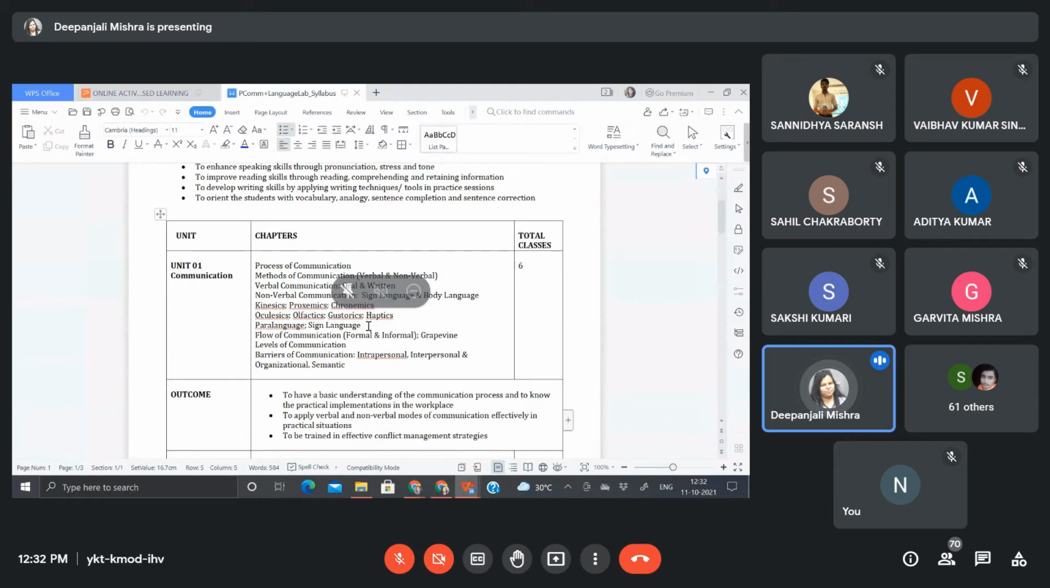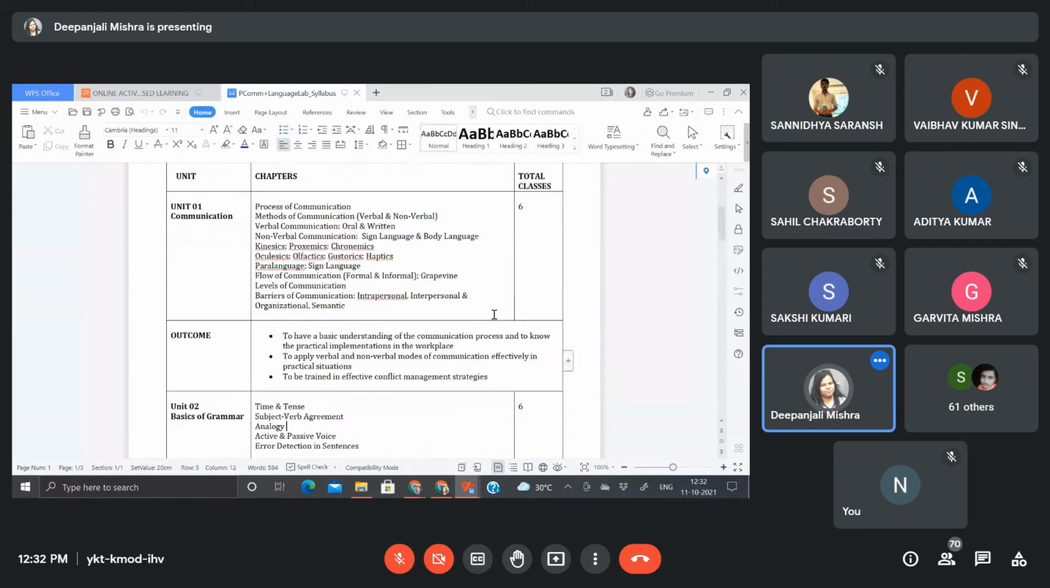Flow of communication, grapevine communication we will do, informal. And levels of communication: horizontal, upward, downward, vertical, and diagonal. All these are the 4 that we will do. Barriers of communication: intrapersonal, interpersonal, organizational and semantic, that we will complete.